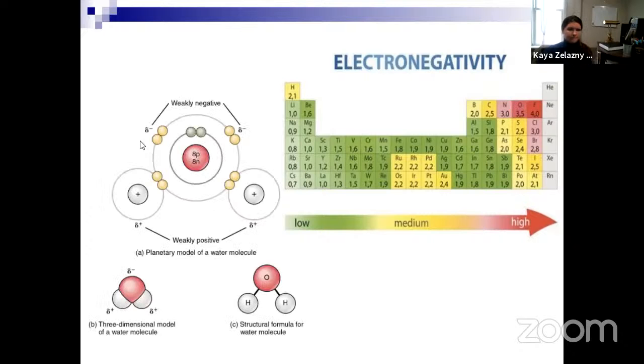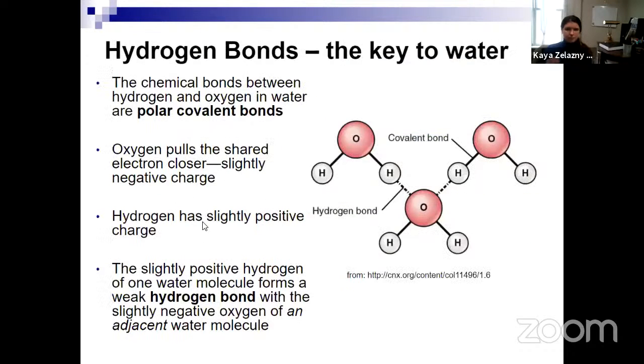So this is just showing that water molecule again, with a weak positive charge on the hydrogen that doesn't have as much electronegativity as the oxygen. So this is the key to water, these polar covalent bonds. Oxygen, with its slightly negative charge, is slightly attracted to the positive charges on other hydrogens in other water molecules.